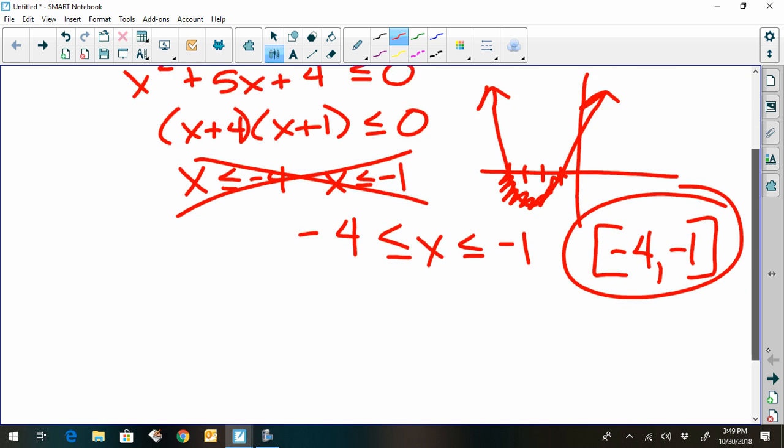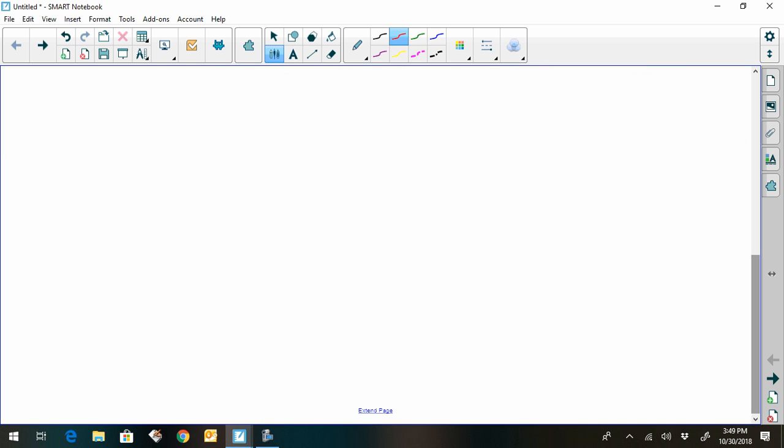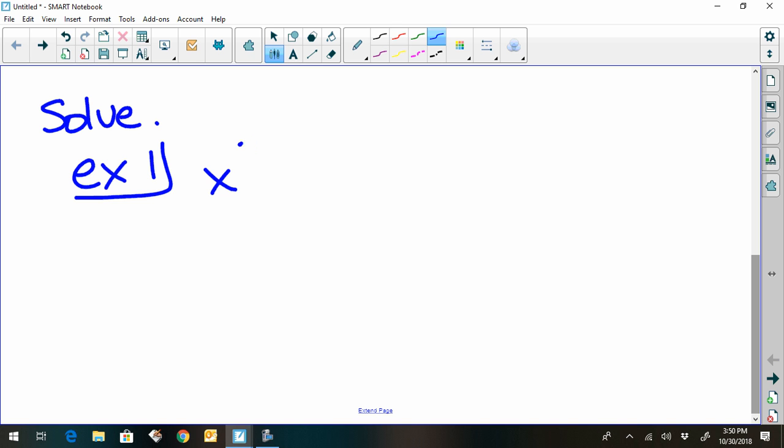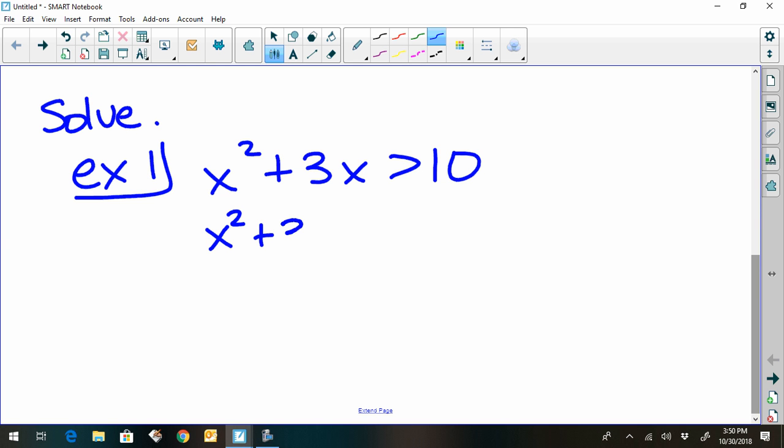Here's another example. We're going to write this one down together. Your notes will start with this first one. Solve the inequality. Example 1: x squared plus 3x is greater than 10. I can't solve this the way it is, so I have to get 0 on one side. So x squared plus 3x minus 10 is greater than 0.